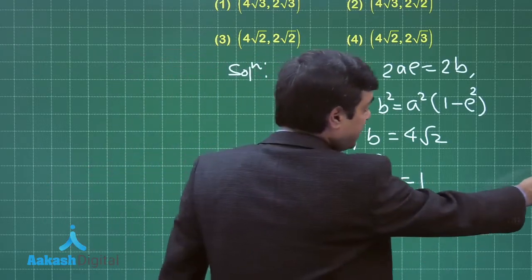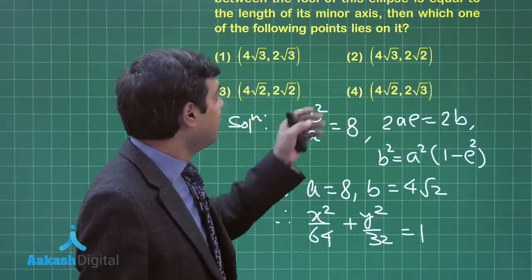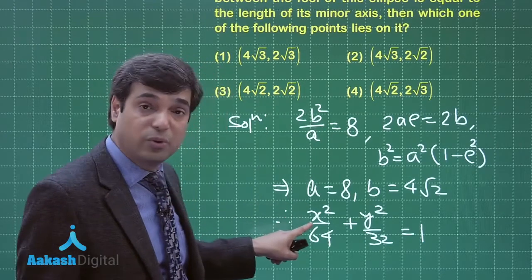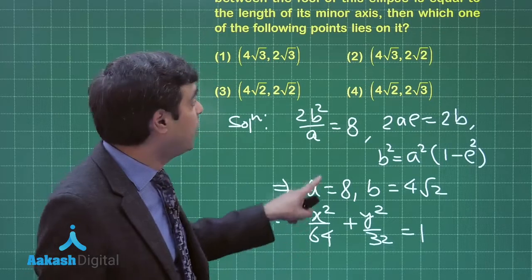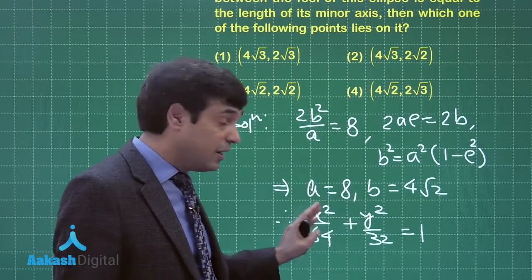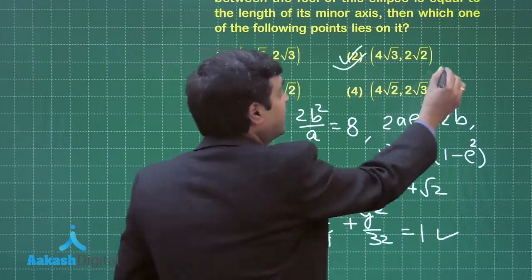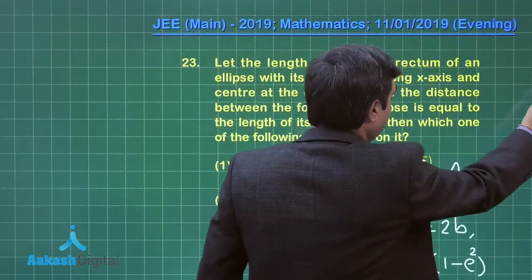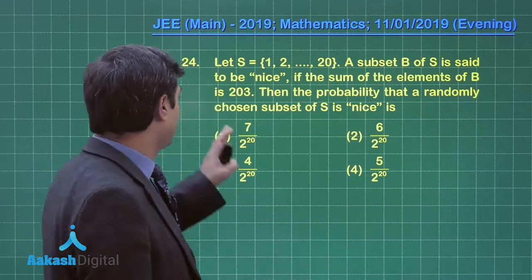This is the equation of the ellipse. From the given points, when you substitute one by one, say for example option number 2, that gives you, on substituting x as 4 root 3, this becomes simply 16 times 3 is 48 by 64 here, and when you put y here you get 8 by 32, right? Adding the two, the equation is satisfied. So the correct answer for this question is option number 2. I am sure this question is clear, how we solve it. Let's move on to the next one, that is the 24th.